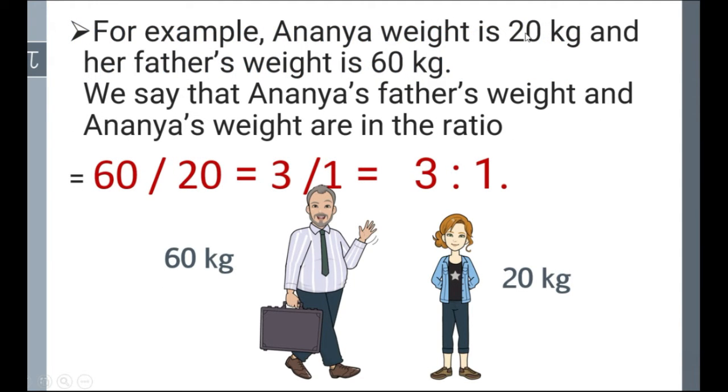Ananya's weight is 20 kg and her father's weight is 60 kg. So we can say the both have ratio of weights like 3:1. How have we calculated 3:1? Ananya's weight is 20 kg and her father's weight is 60 kg. So the ratio of these two is 60:20, right? By simplifying this, we get 3:1. So this is the ratio of Ananya's father's weight to Ananya's weight.